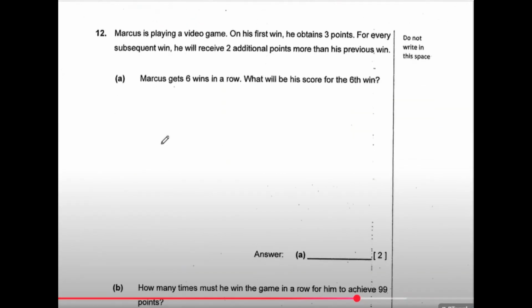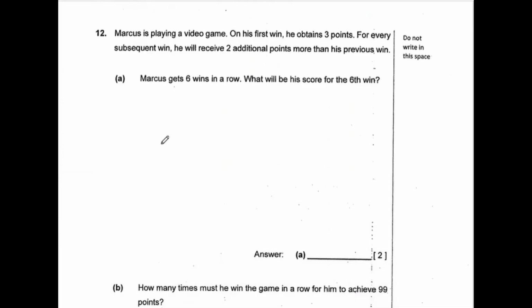Question 12. Marcus is playing a video game. On his first win, he obtains 3 points. For every subsequent win, he gets 2 additional points from his previous win. He gets 6 wins in a row. What's the score for the 6th win? So first is 3 points, then the second, he gets additional 2, 3 plus 2. And then the third, add 2, and so on and so forth. 5th, 6th. So 6 is the one.